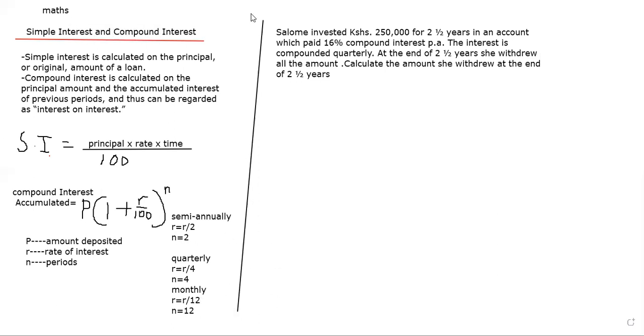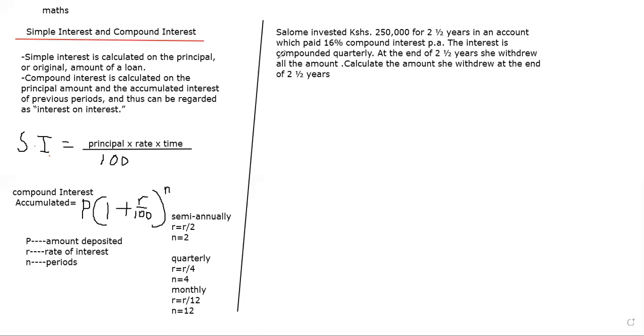Let's look at this one here. Salome invested 250,000 for 2.5 years in an account which paid 16% compound interest per annum. The interest is compounded quarterly. At the end of 2.5 years, she withdrew all the amount. Calculate the amount of money she withdrew at the end of 2.5 years. Salome is doing some investment. Initially, she put in 250,000, for 2.5 years.